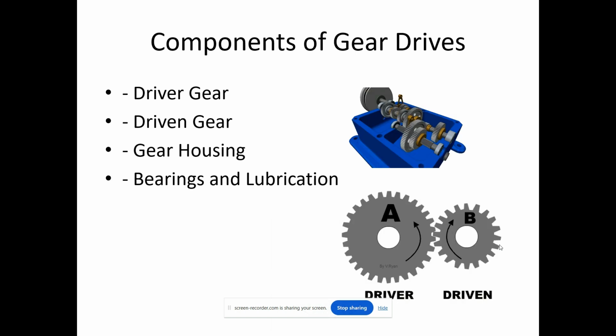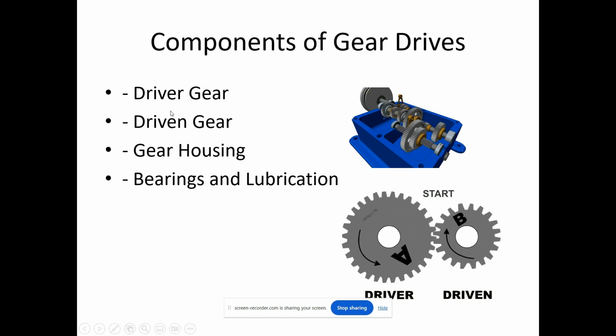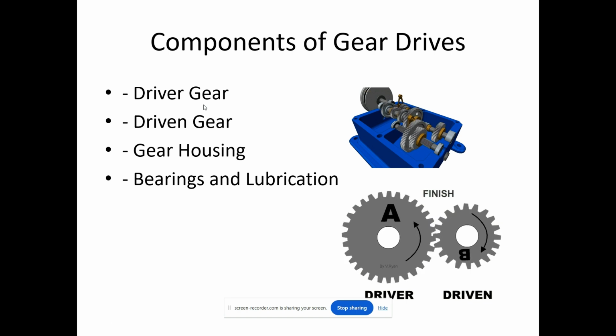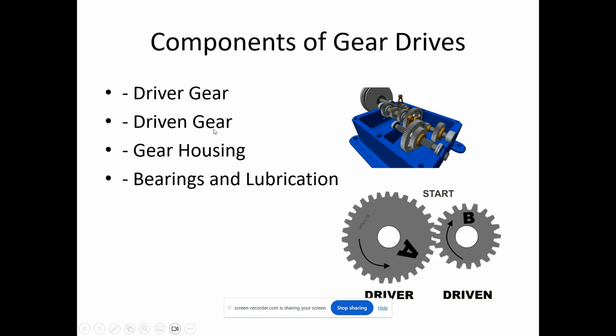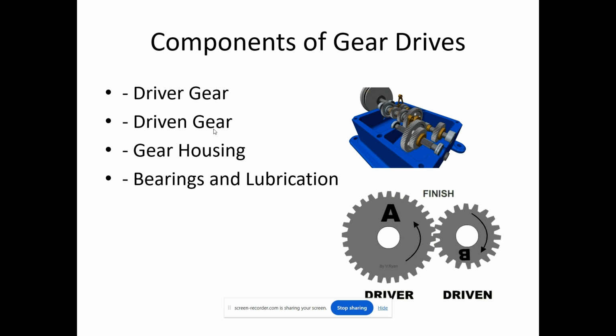Okay. Right, so what are the components of the gear drive? In a gear drive, we have a driver gear. A driver gear is the one that is linked to the source of motion. Let's say it's a motor or a generator or an engine, right? And then we have the driven gear. The driven gear is the one that receives the motion, maybe the speed, the torque from the driver gear.